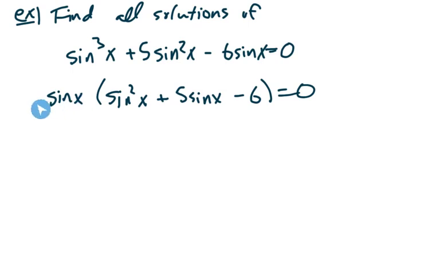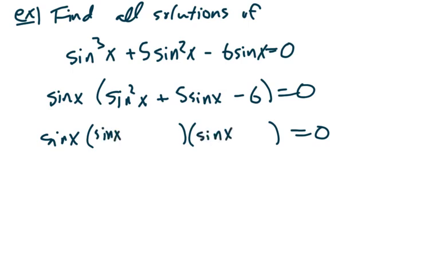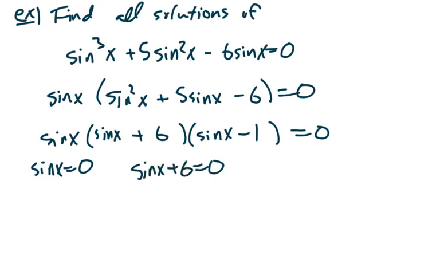We don't want to forget about this. We want to keep factoring the rest of this stuff and leave that sine of x on the outside. So hopefully this stuff is easy to factor. Sine of x and sine of x. And you're going to have plus 6 and minus 1. You can check it, but that's what you're going to have. And then we set each factor, each of the three of them, equal to 0, using still the zero product property. The zero product property doesn't really care how many factors you have. You just set every one of them equal to 0.